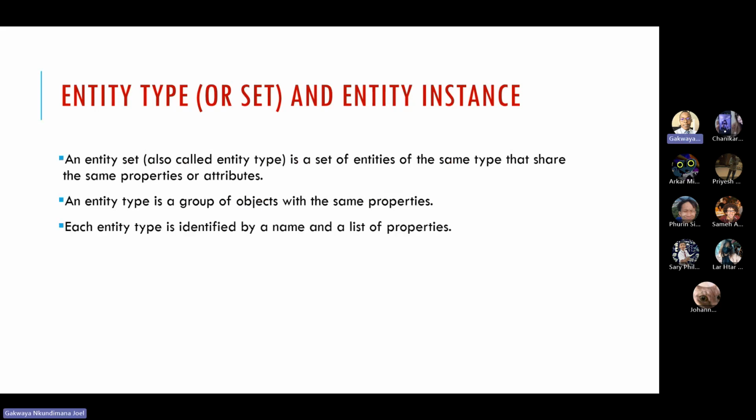Another one: each entity type is identified by a name and a list of properties, correct? For example, the name is remote, right? And then what are the properties? Color, brand. These are properties, right? You can name them: color, brand, year of manufacture. This is the way you can identify the entities.